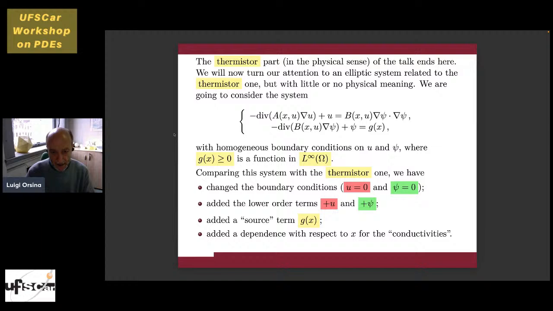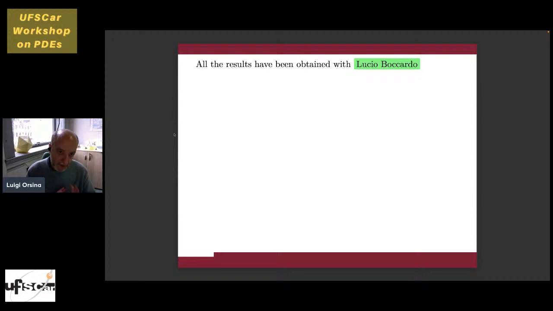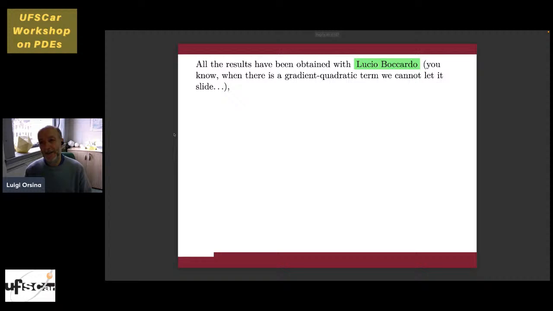Before giving this assumption, let me say that all the results have been obtained in collaboration with Lucio Boccardo. And of course, there is a gradient quadratic term in the equation, so we cannot let it slide. We have seen it, and so we started to work on it because it's a sort of trademark of the collaboration of Lucio first, and my collaboration with Lucio second, the part of the gradient quadratic term. So it's very nice to work on this subject, and they have been published in a paper in SIAM Journal of Mathematical Analysis last year.